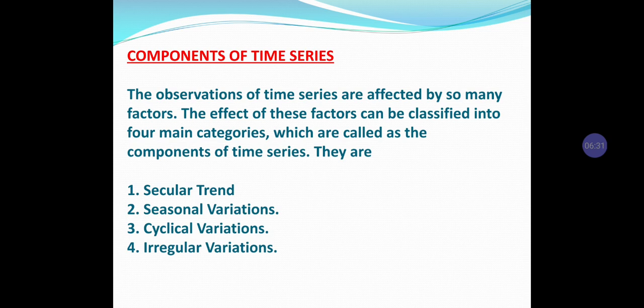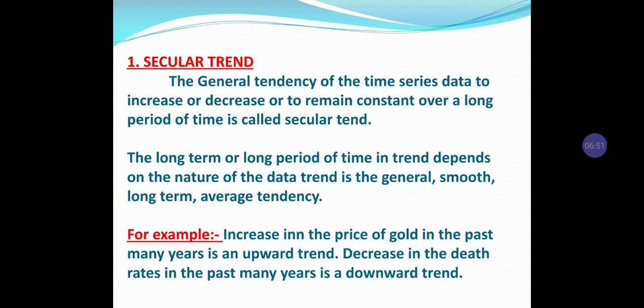So the components are classified into four types: secular trend, then seasonal variation, cyclic variation, and irregular variation. First we will go for secular trend. So what is secular trend?